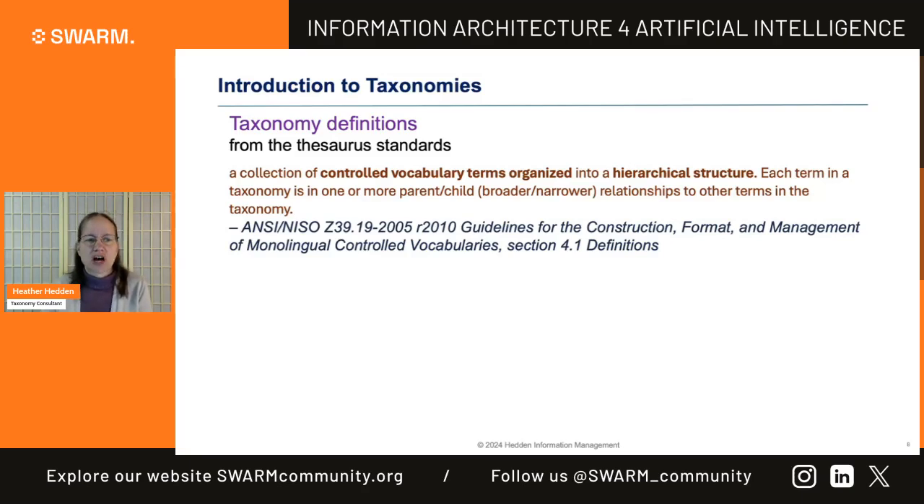Each term in a taxonomy is in one or more parent-child, that's broader or narrower, relationships to other terms in the taxonomy. So that is kind of what I was saying before anyway, that when we had those two different definitions, it's a little more the second approach of controlled vocabulary terms.